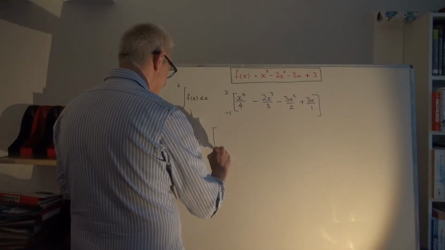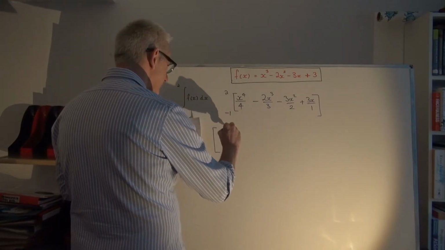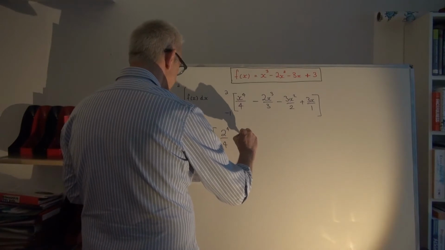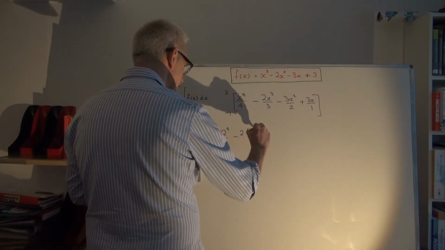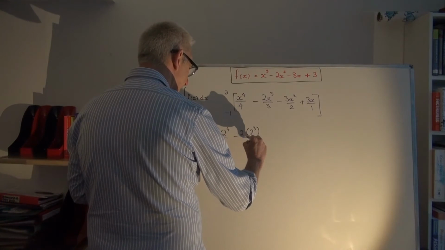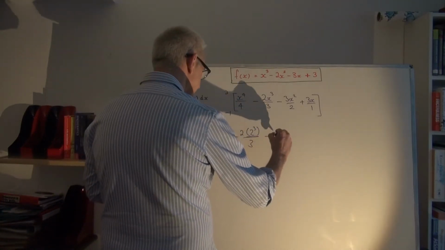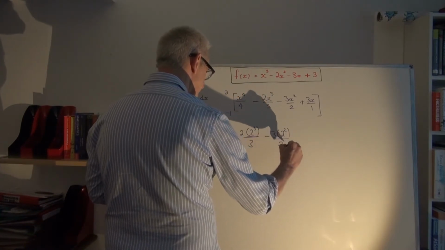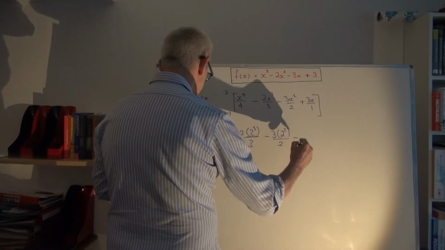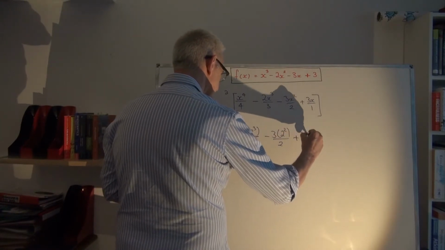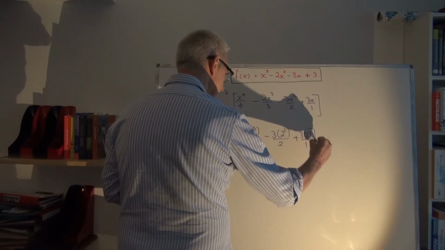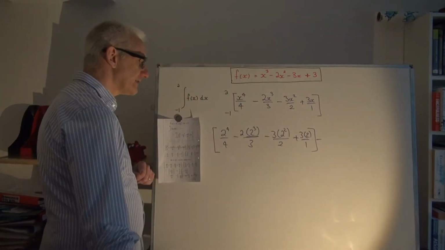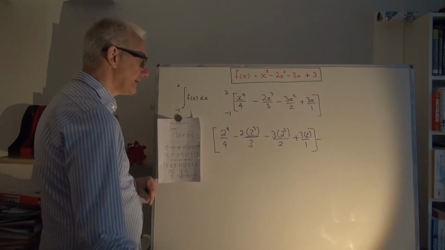Let's just put in the information: 2 to the 4 over 4, minus 2 times 2 cubed divided by 3, minus 3 times 2 squared divided by 2, plus 3 times 2 divided by 1. And we're going to subtract from that the same thing when we put minus 1 into there.